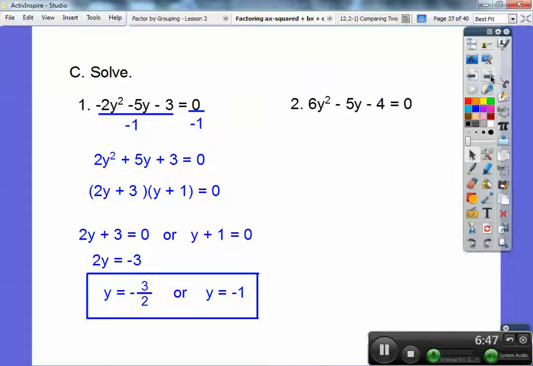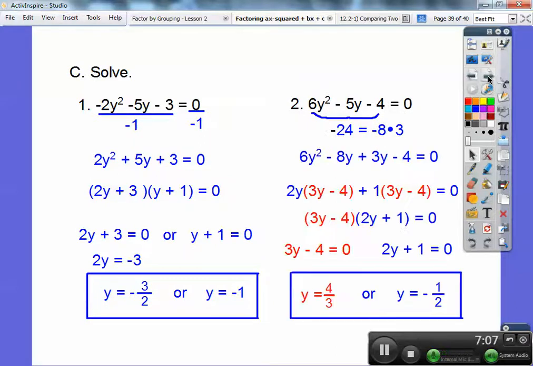All right, let's try one more. This one I'm definitely going to do smiley face factoring. 6 times -4 is -24. Factors of -24 that add to -5 are -8 times 3. So I'm going to rewrite this: 6y squared minus 8y plus 3y minus 4.